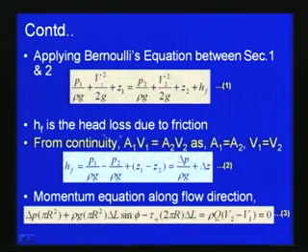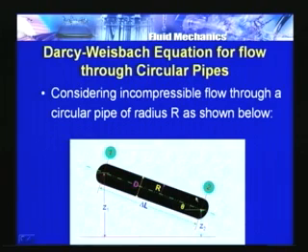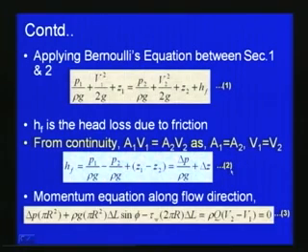After using the continuity equation in equation number 1, we can write the head loss due to friction HF is equal to P1 by rho g minus P2 by rho g plus Z1 minus Z2, the difference in datum head. If P1 minus P2 is the pressure difference, delta P, then HF is equal to delta P by rho g plus delta Z, that means the datum head difference between section 1 and 2, as in equation number 2.